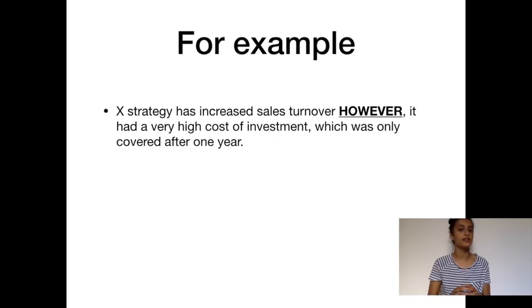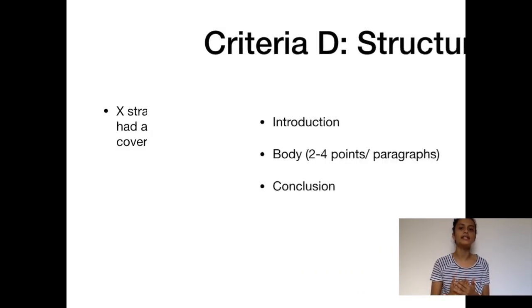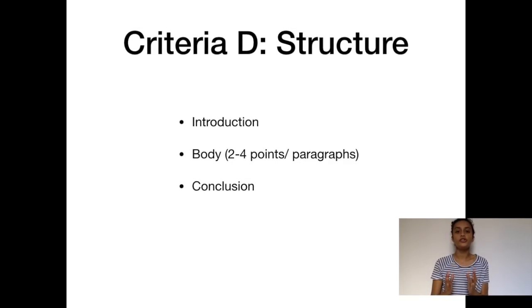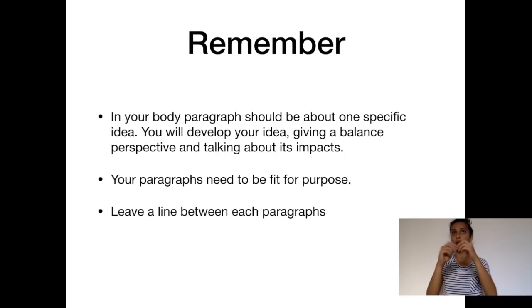Criteria D is the easiest to score in. So criteria D is structure. You need to follow a well-defined structure. Your essay needs to have an introduction, a body, which consists of 2 to 4 points, and a conclusion. In your body, each paragraph needs to talk about 1 point. So, for example, I make a plan, I have an introduction, I have 4 points, and I develop each idea, so each point in 1 paragraph.